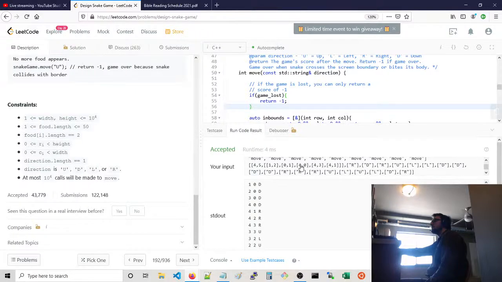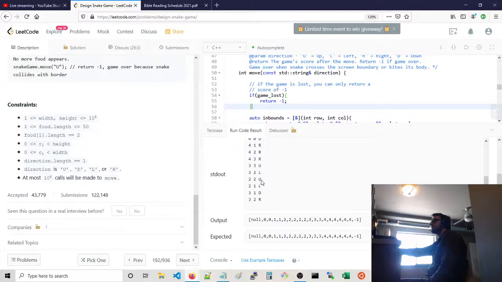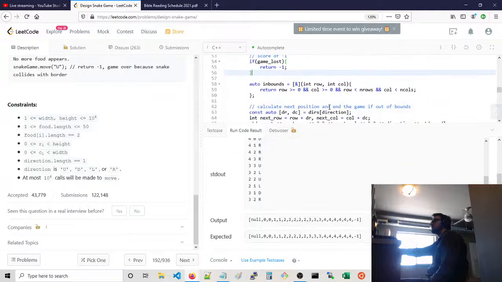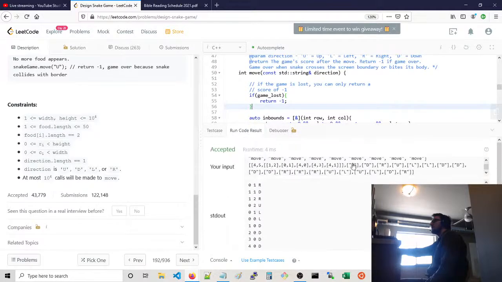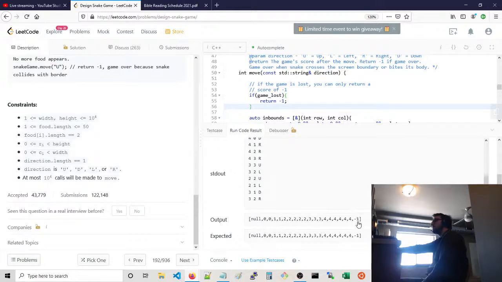Right, that picks up the next, no. Oh, no, we don't pick up the food yet. No, we're fine. Right to 4, 3, up to 3, 3, left to 3, 2, up to 2, 2, left to 2, 1, down to 3, 1, right to 3, 2. And we never hit 4, 1. So we don't eat the food again. But somehow this 3, 2 ends the game? And correctly ends the game. Like the game is over correctly there.